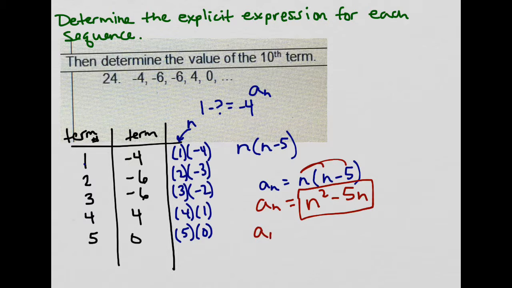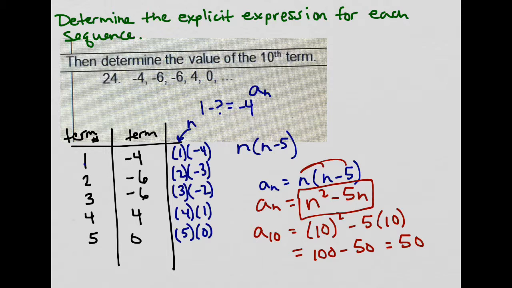So to find the 10th term, I'm going to put 10 squared minus 5 times 10. So this is 100 minus 50 equals 50. And it's as easy as that.